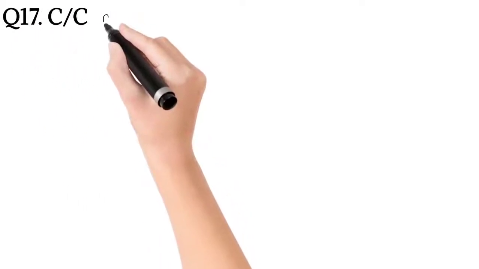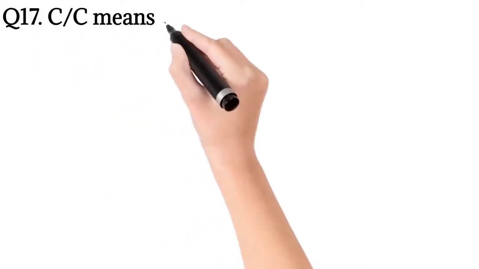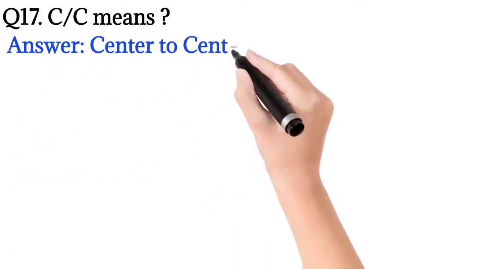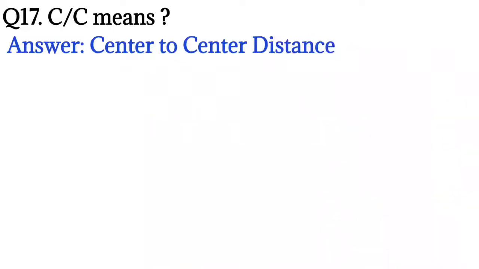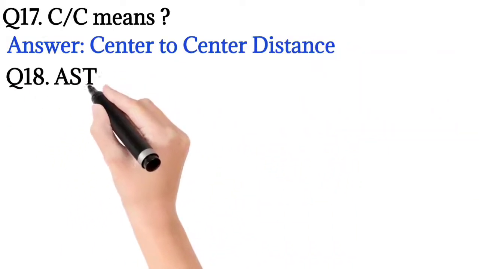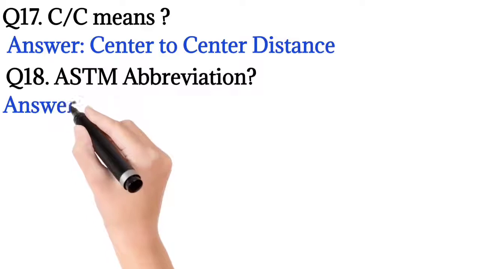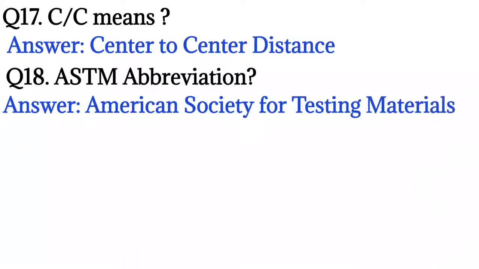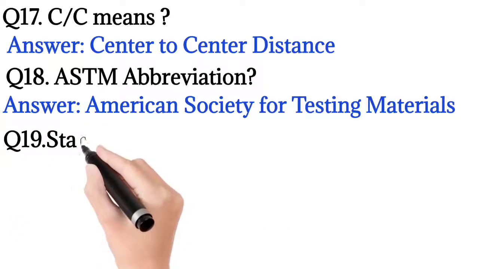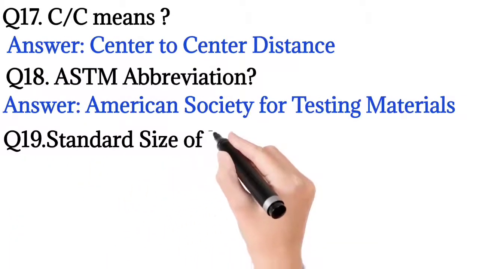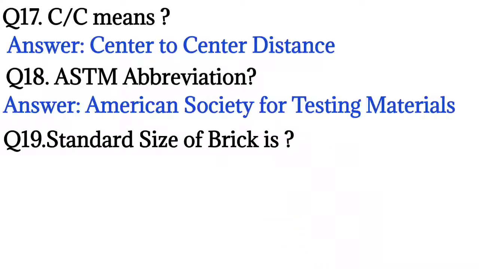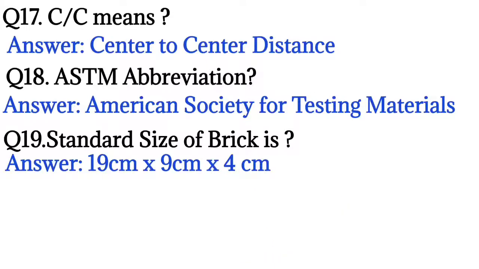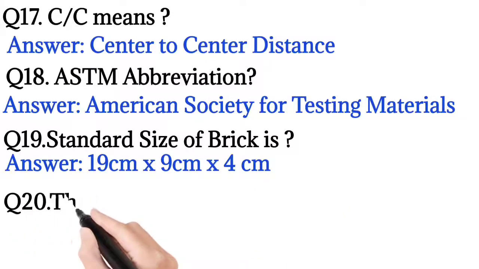Question number 17. C by C means, so the answer is center to center distance. Question number 18. ASTM abbreviation. So the answer is American Society for Testing Materials. Question number 19. Standard size of brick is, so the answer is 19 multiplied by 19 multiplied by 4 centimeter.